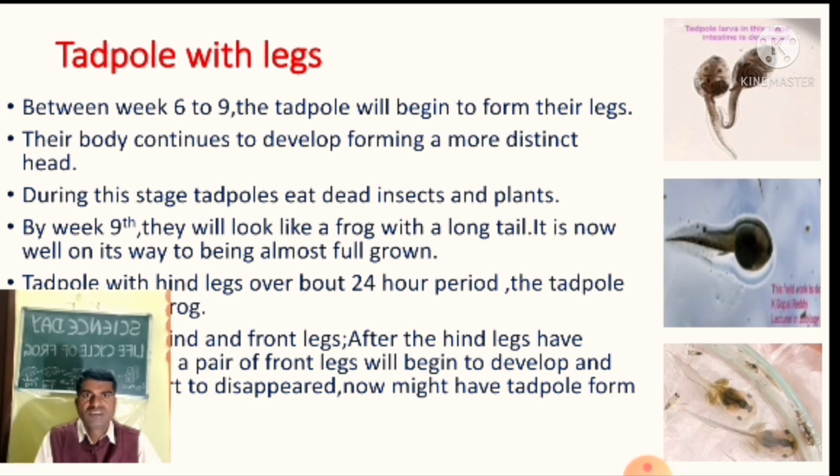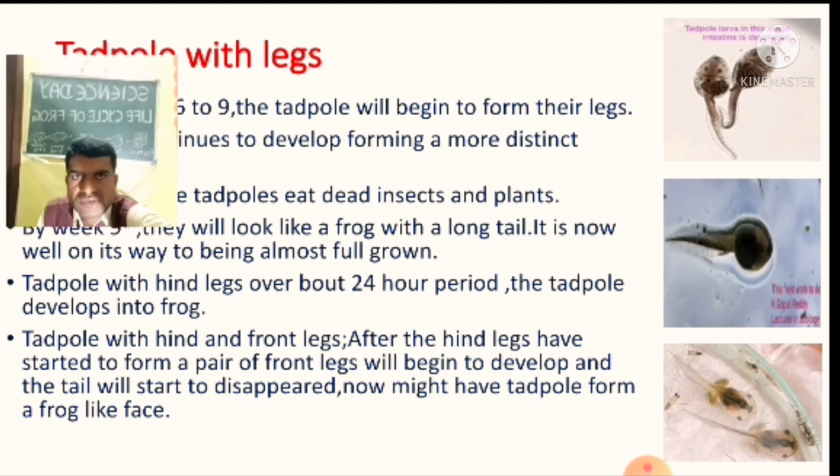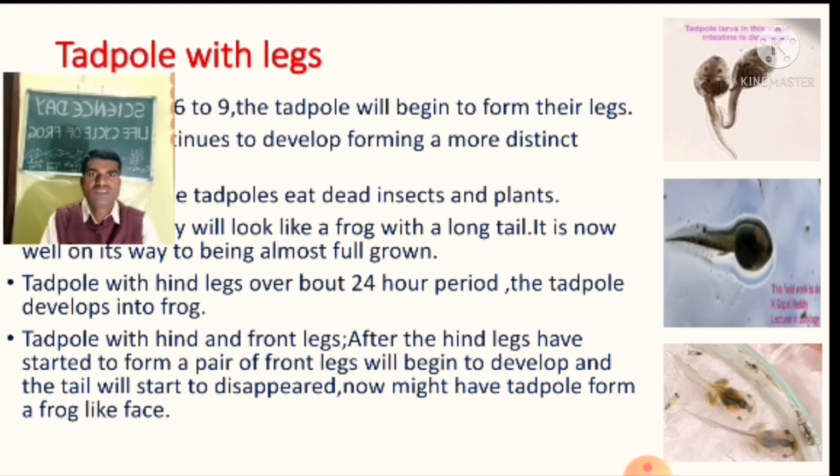Tadpole with hind legs: over about a 24-hour period, the tadpole develops into a somewhat frog-like structure. Tadpole with hind and front legs: after the hind legs have started to form, a pair of front legs will begin to develop and the tail will start to disappear. Now the tadpole forms a frog-like face. So the frog-like face is forming here.